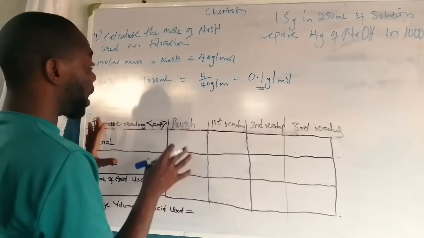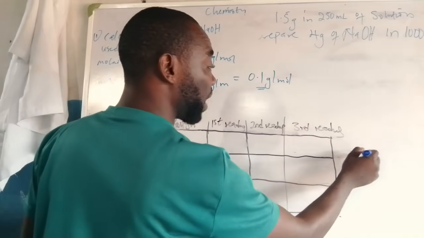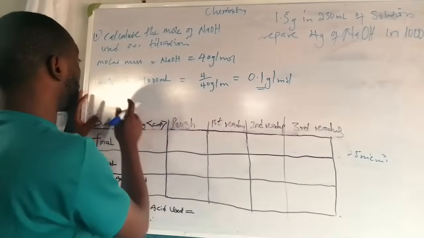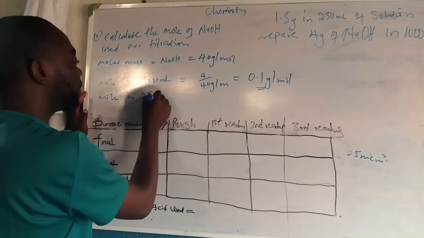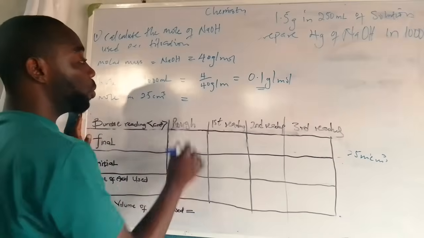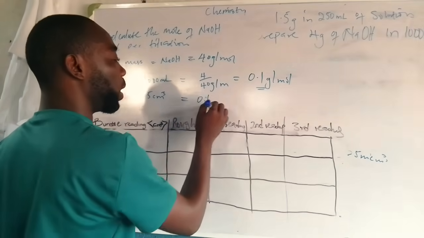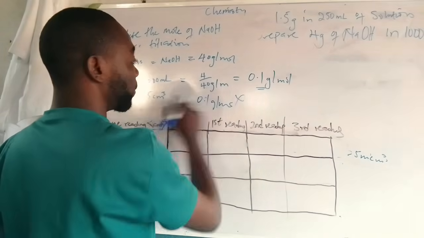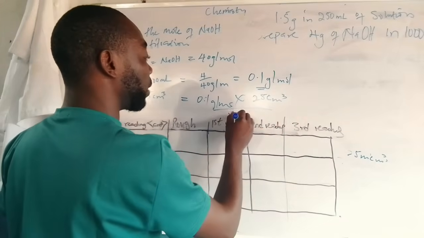Okay, remember our volume of pipette. The volume of pipette we are using is 25 cm cube. Okay, 25 cm cube. So we are going to be calculating mole in 25 cm cube. So in mole in 25 cm cube, what we are now going to do is 0.1 gram per mole times 25 cm cube divided by 1000.